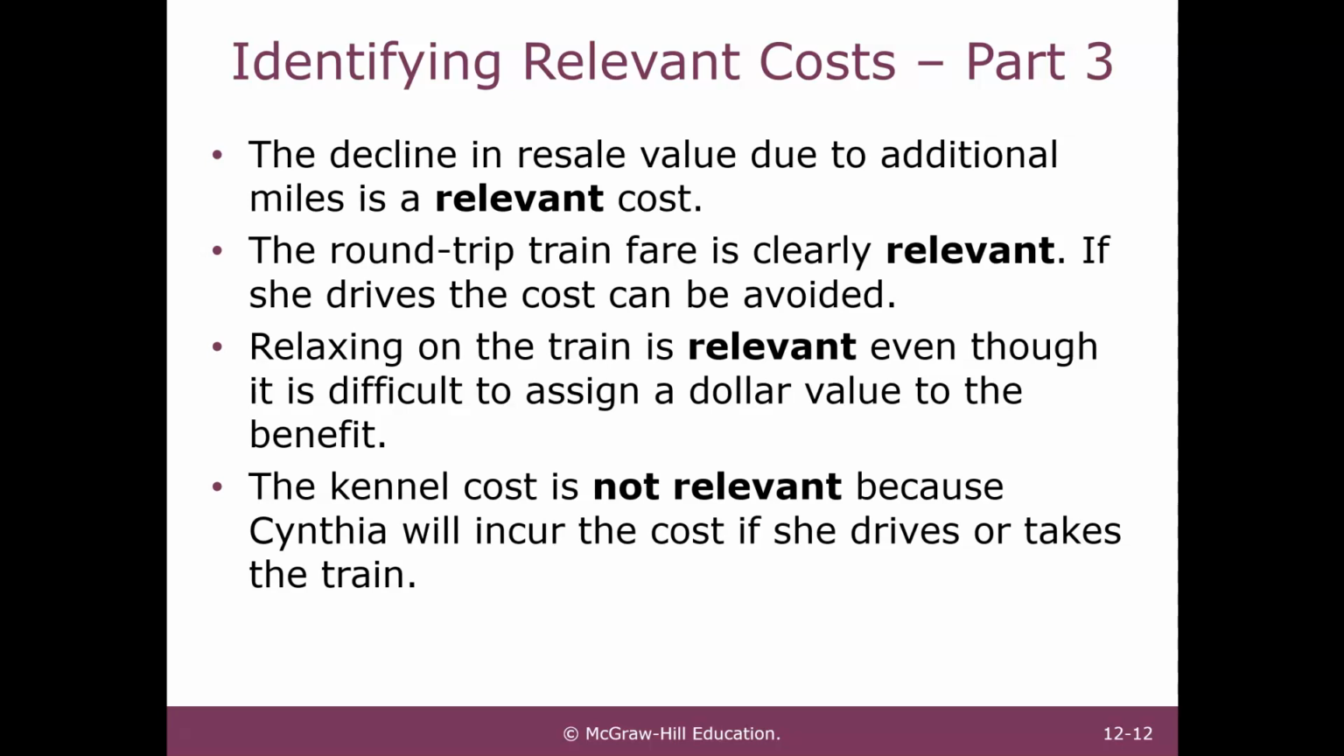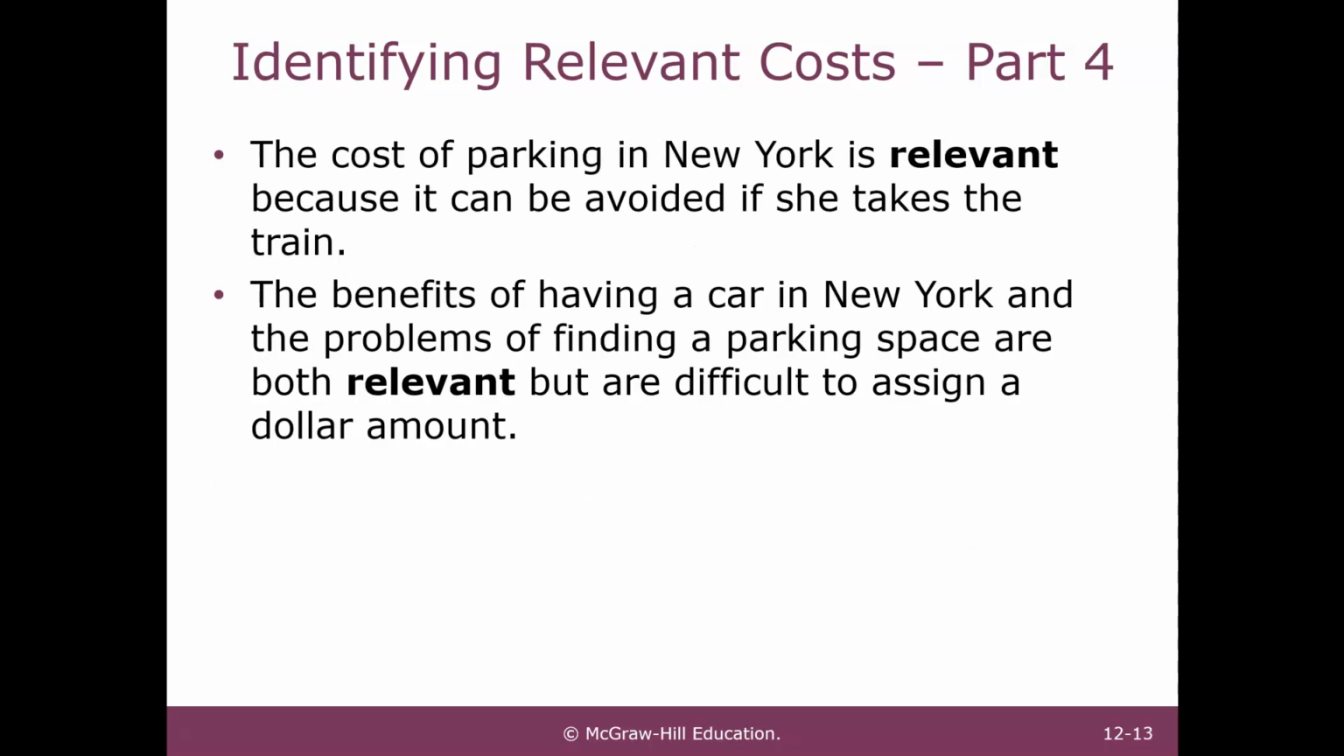Relaxing on the train is irrelevant because, although it may play a factor in making that decision, this decision is going to be based purely on whatever is least expensive. And the kennel cost also is irrelevant, because she's going to incur that regardless of whether she takes the train or the car, because she's going to kennel while she's gone. The cost of parking in New York is relevant because if she takes the train, she doesn't have to worry about that. And then the benefits of having a car in New York and the problems finding parking space are relevant, but you can't assign them a dollar amount, therefore we're not going to consider them.